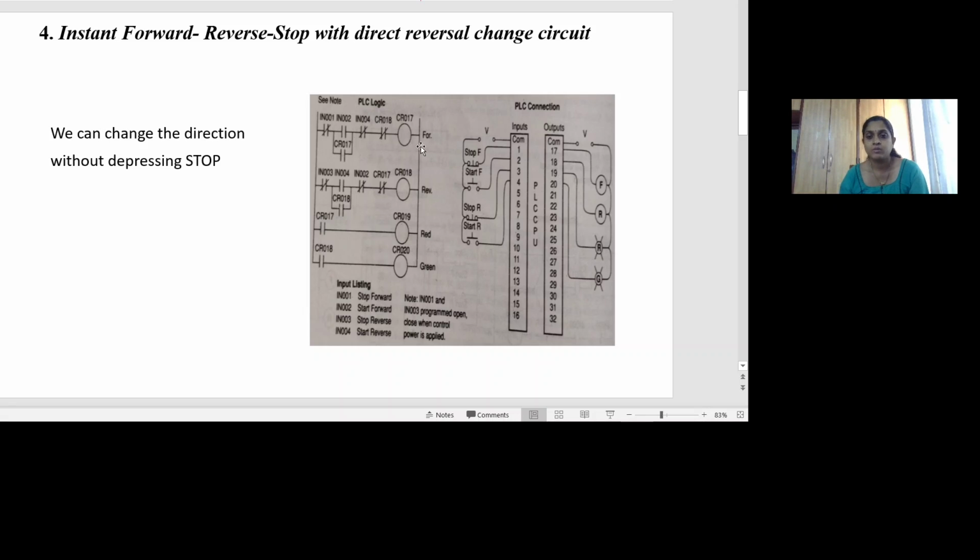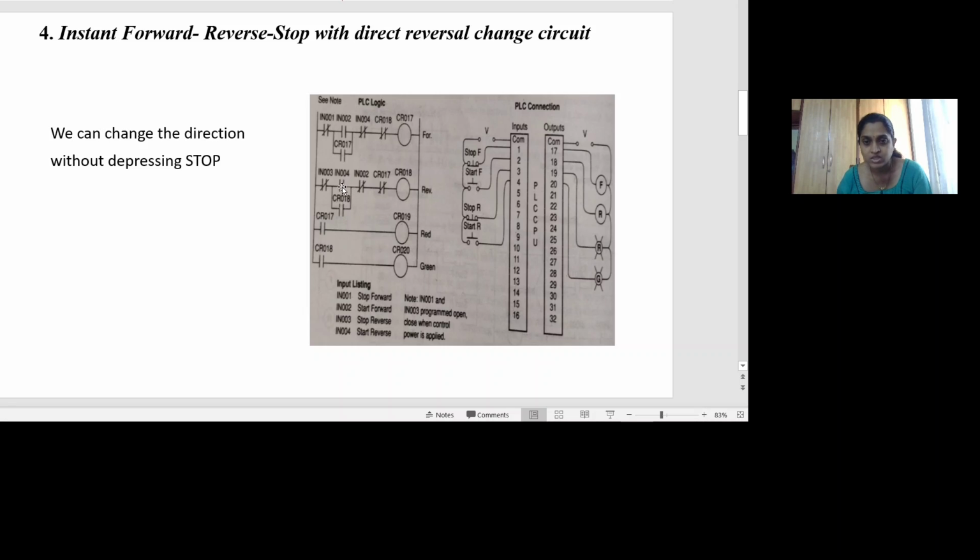Suppose after some time I need to change the direction, so the motor has to be made to run in a reverse direction. Now what I'll do is I will not operate a stop switch. Instead, here you have the IN004 contact. I'll operate this. I'll energize the IN004 contact now.